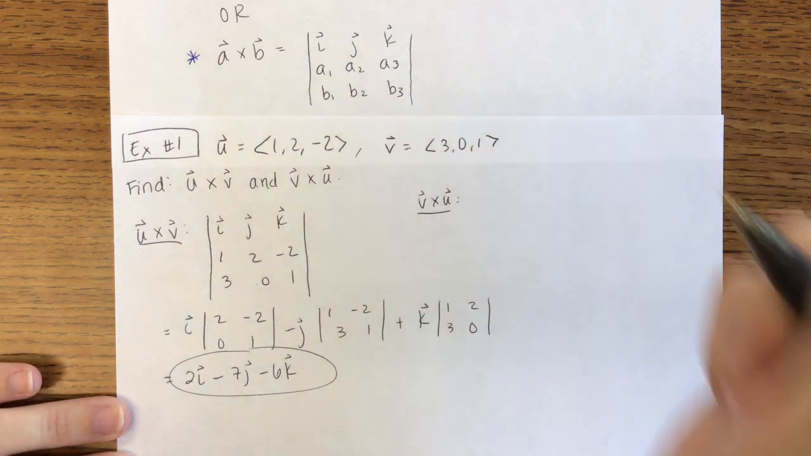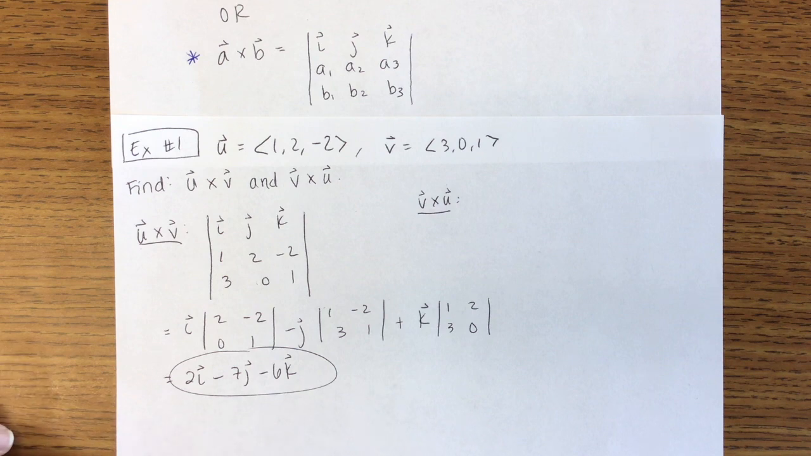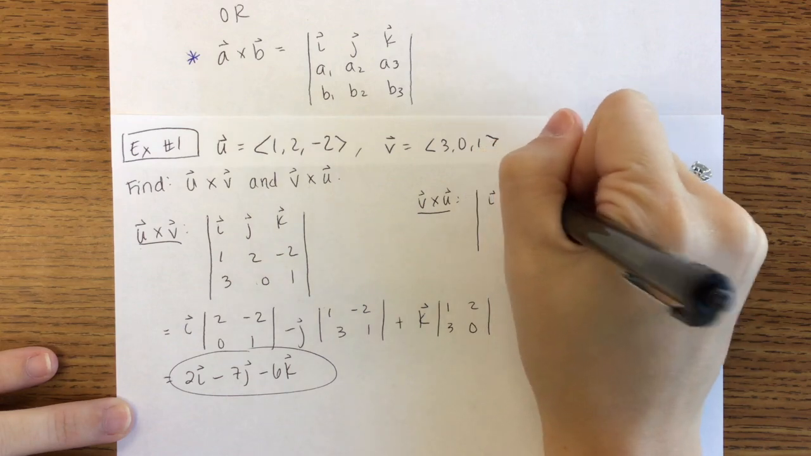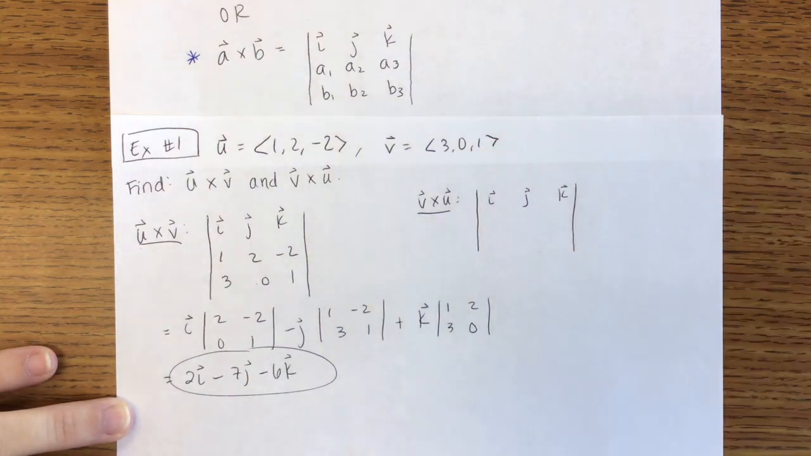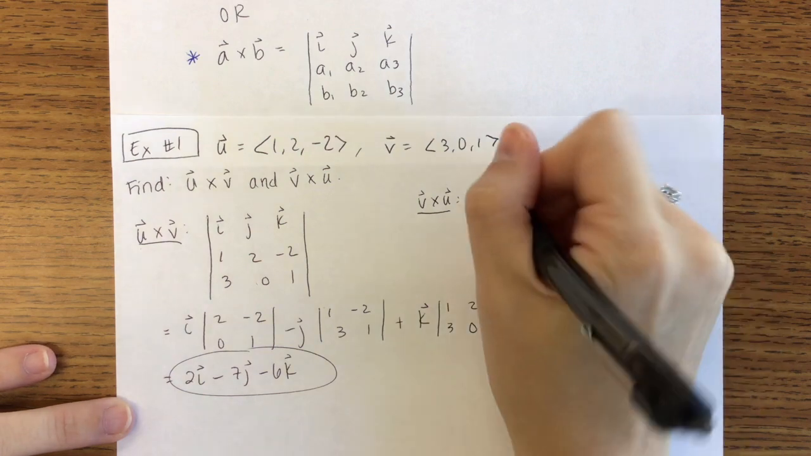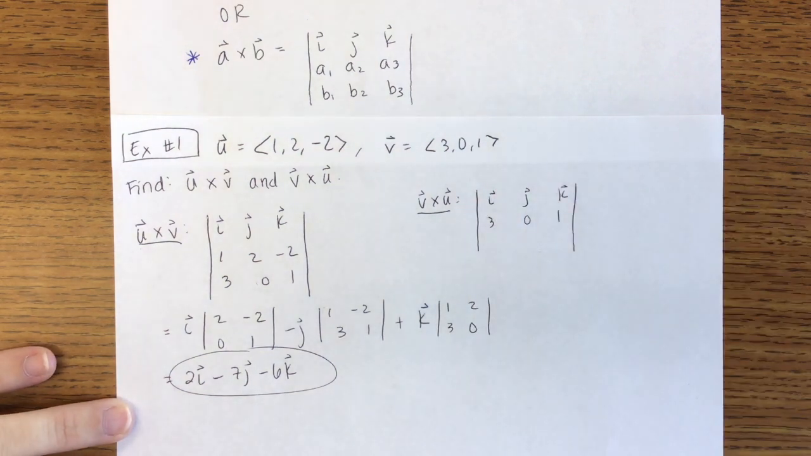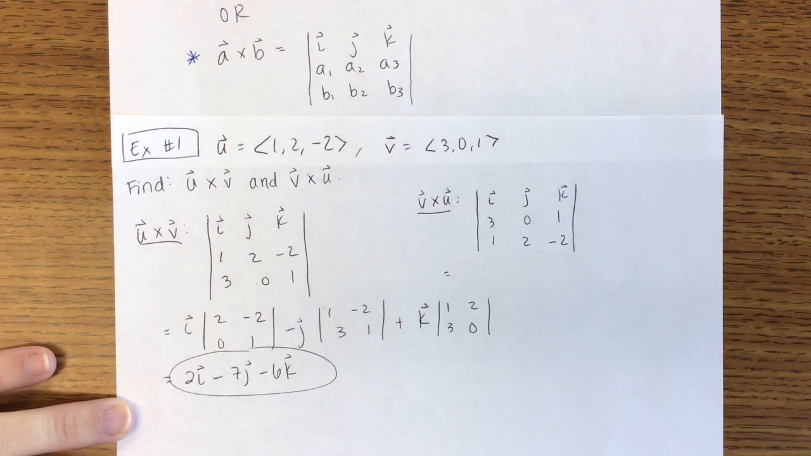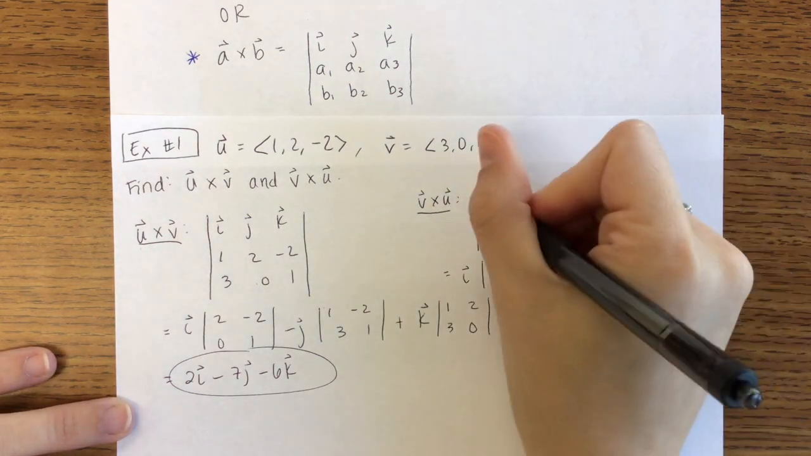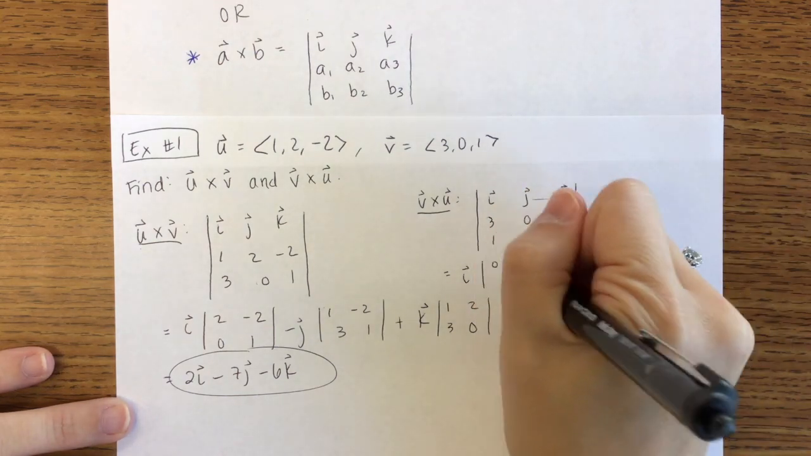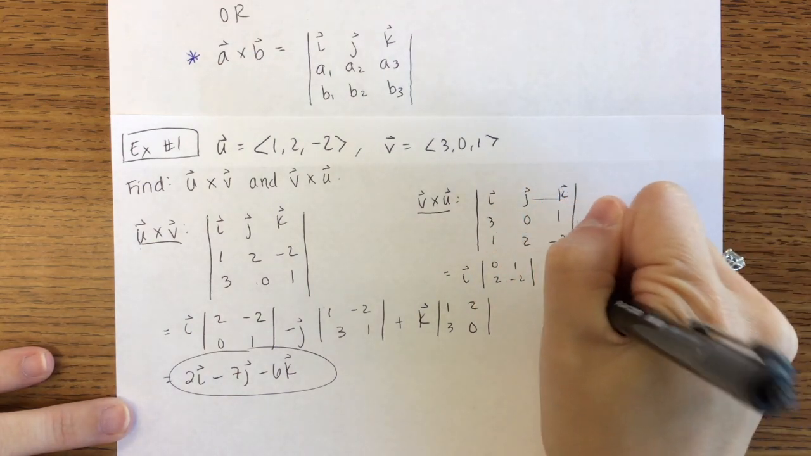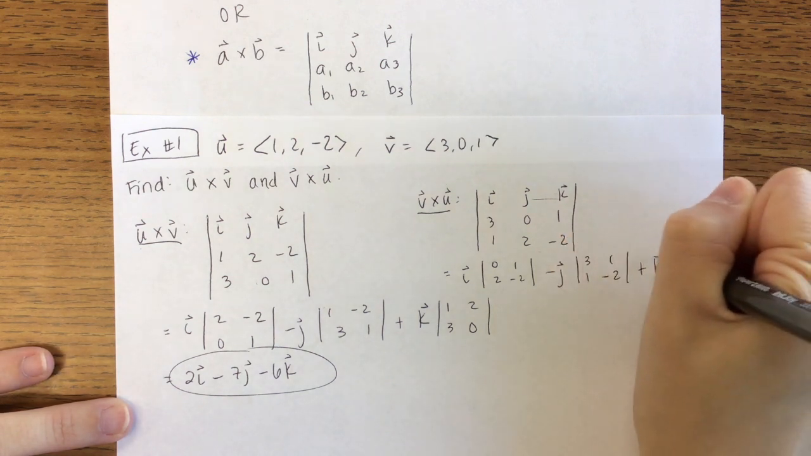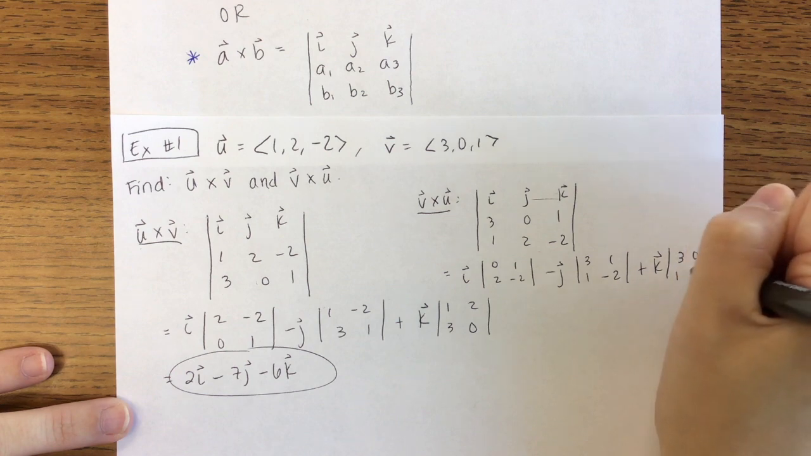Now, if this were the dot product, we would end up with the same result. Not sure, though, if that's going to be the case with the cross product. So again, the first row is that IJK. Then we're doing V: 3, 0, 1. And then the elements of U, which is 1, 2, negative 2. Calculating the same way, so I have i, ignoring the row and the column. The matrix that's left is 0, 1, 2, negative 2. Subtract j, and then I have 3, 1, 1, negative 2. And then k with 3, 0, 1, 2.